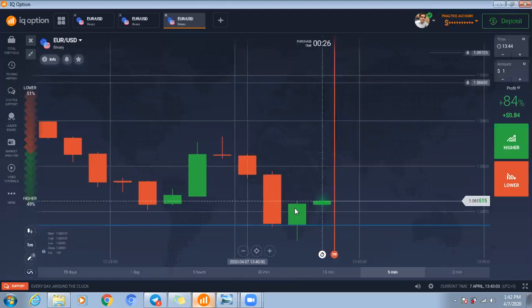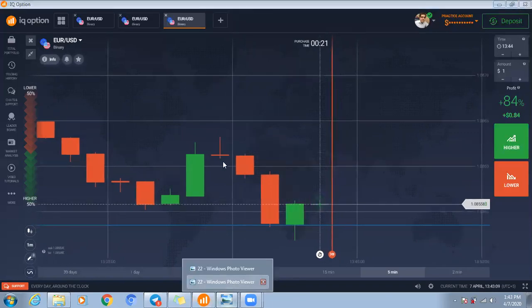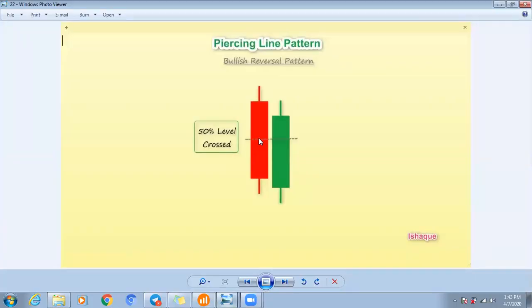So in the piercing line pattern, we take the 50% line as the SNR level from here to here. This is the way: when this bullish candlestick, after this bearish candlestick, crosses the 50% line, then we can say this is the piercing line pattern. So here I draw a piercing line pattern.